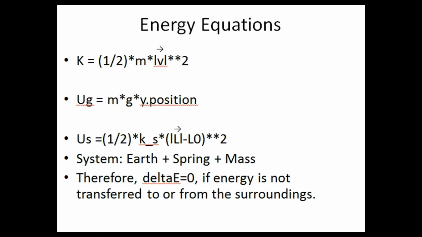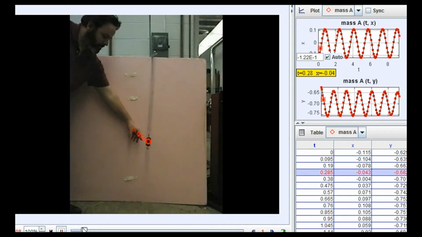The energy equations to find the total energy: kinetic energy is 1/2 mass times speed squared. The gravitic potential energy is mass times gravitic constant times the y position. And the spring potential energy is equal to 1/2 times spring stiffness times s squared. The system here is the earth, the spring, and the mass. So the kinetic and potential energies should even out to equal 0, as there is no transfer to or from the surroundings of energy. So here's the experimental data.